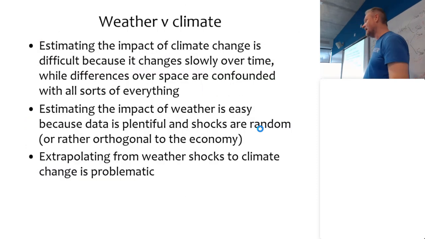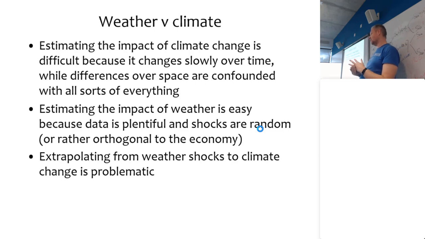Where was I? So it's difficult to estimate the relationship between economic activity and climate because of confounders, right? Climate changes slowly over space and slowly over time, and everything else changes as well. So what a number of people have done is estimate the impact of weather on economic activity. And the good thing about this, econometrically, is that you have a lot of weather shocks. You know, cold winters and warm summers and cold summers and wet summers and dry summers, all happening within a relatively short period. So you have a lot of variation.